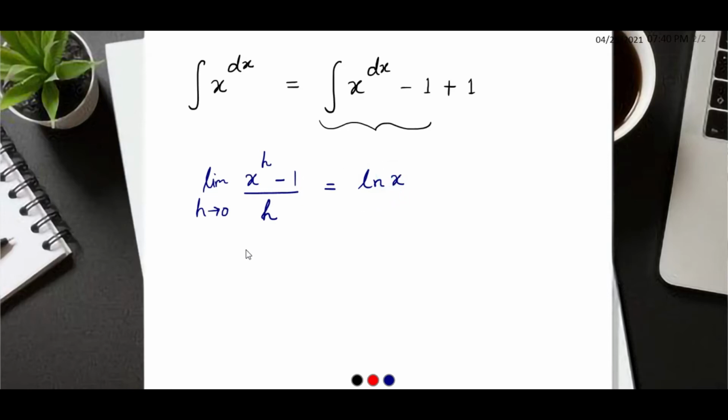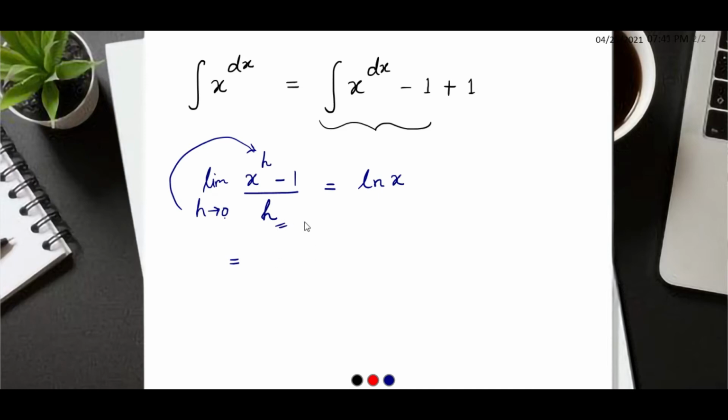How do we prove this? Using L'Hospital's rule. Let us try to prove this. x raised to the power h minus 1. When h tends to 0, x raised to the power 0 is 1, 1 minus 1 is 0, and in the denominator it is already h, that means 0. So it is of the form 0 by 0. When the limit is of the form 0 by 0, we can apply L'Hospital's rule.